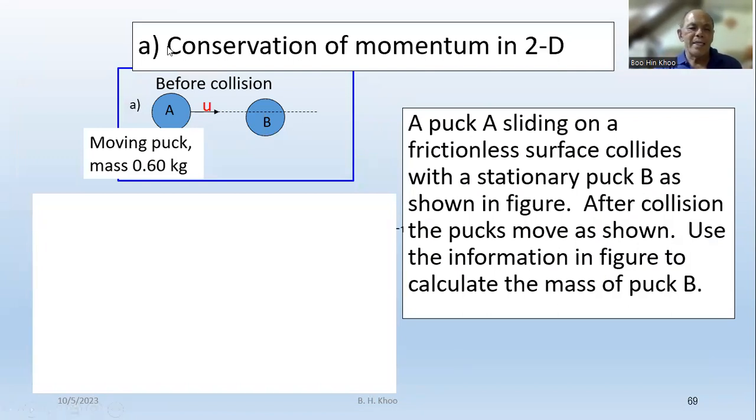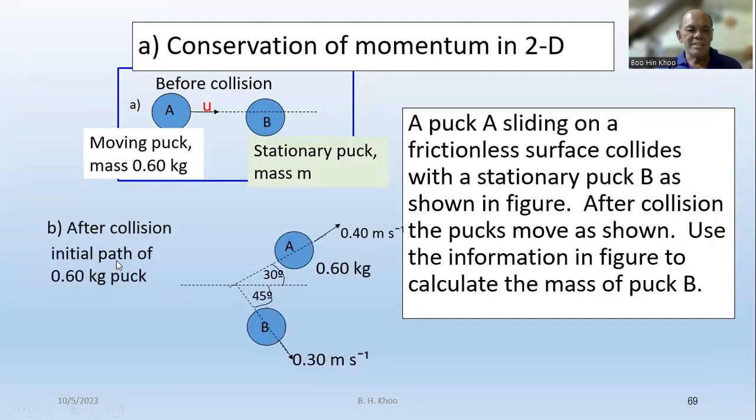A puck A, like a puck on a frictionless surface, collides with a stationary puck B, as shown in the figure. After collision, the pucks move as shown. This is stationary. This is after collision. If A moves this way, B moves that way. Use the information in the figure to find the mass of puck B.